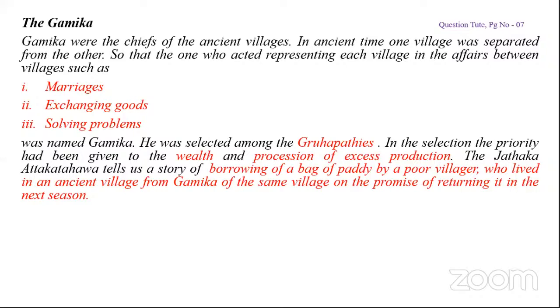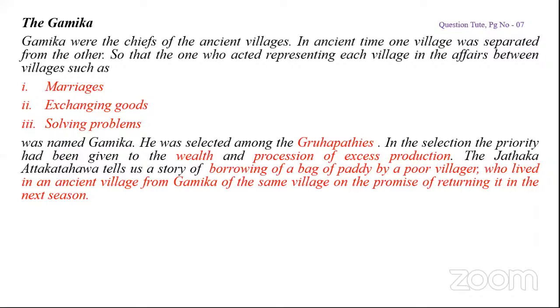So he was named Gamika. He was selected among the Gurupatis. In the selection, the priority had been given to the wealth and possession of excess production, not possession, actually possession. So the person who possessed the excess production only became the Gamika.